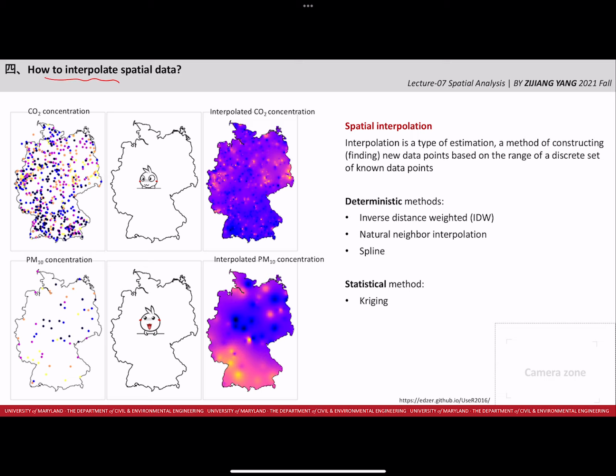And then I'm going to talk about how to interpolate spatial data. We have talked about the spatial correlation, so we can use statistical ways to do the interpolation. And this statistical method is called Kriging. Kriging is based on spatial correlation, but we still have some deterministic methods. I think maybe you guys have already seen them in previous semesters. Mainly we have three deterministic methods: the inverse distance weighted method, the natural neighbor interpolation method, and the spline method.